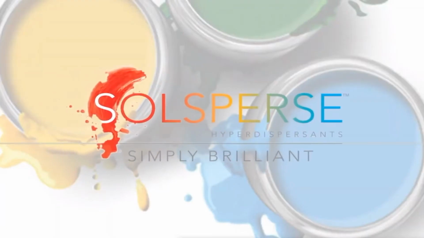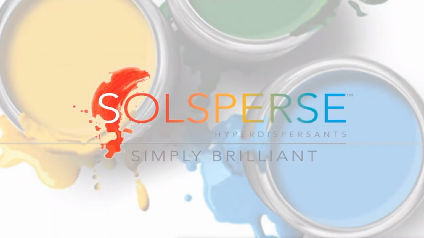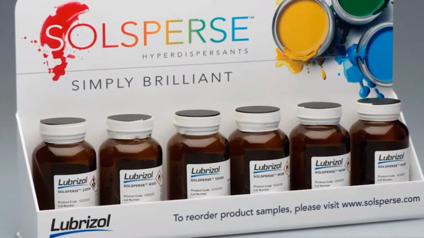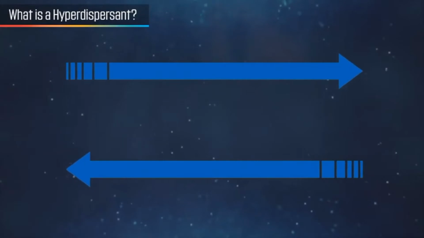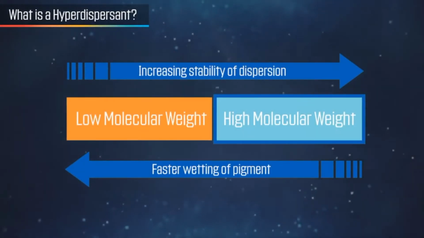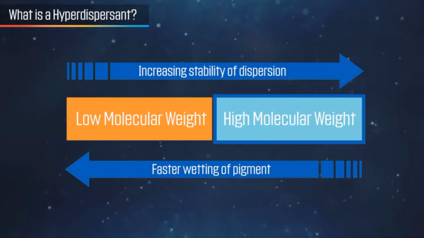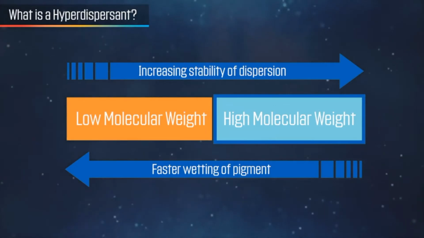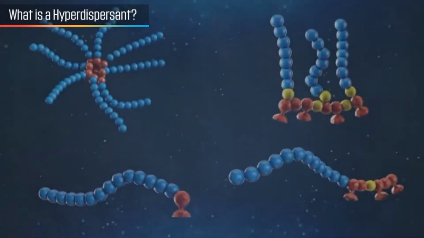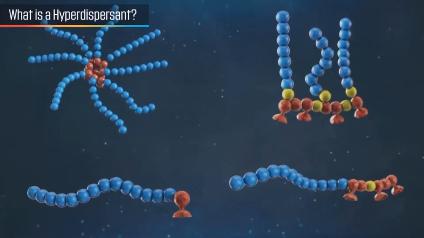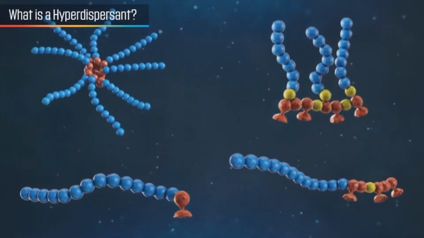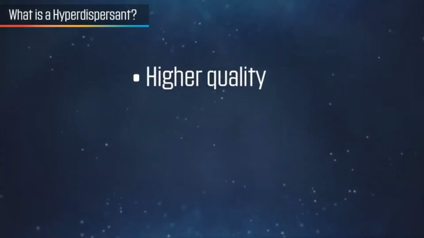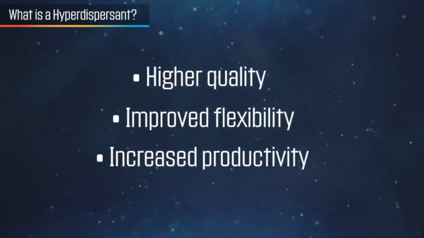Lubrizol's Solsperse polymeric dispersants, also known as hyperdispersants, are polymeric materials designed to offer significantly higher levels of performance. They are typically higher molecular weight, and this means they may contain multiple anchoring groups and stabilization chains. They can be tailored to work across a broader range of pigments or fillers and in different media. Due to their unique structure, polymeric dispersants can provide specific benefits to formulators and end product manufacturers: higher quality, improved flexibility, increased productivity.